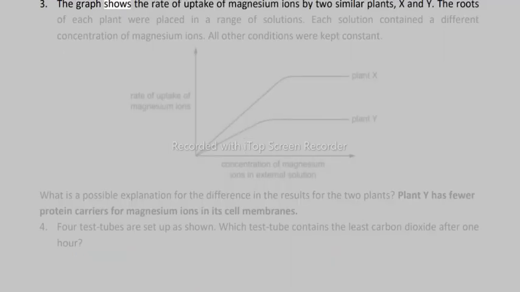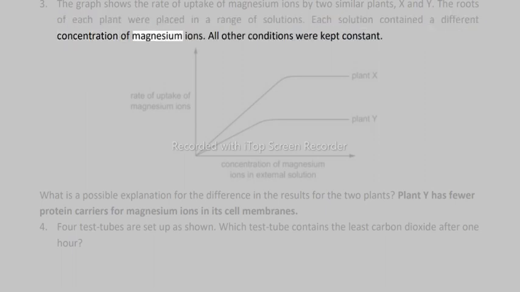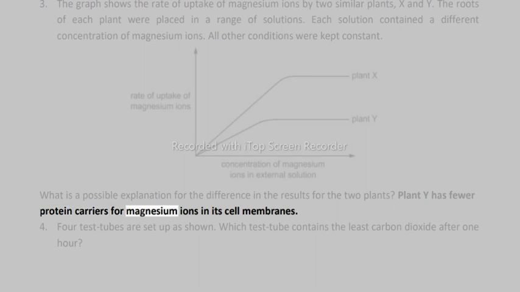3. The graph shows the rate of uptake of magnesium ions by two similar plants, X and Y. The roots of each plant were placed in a range of solutions. Each solution contained a different concentration of magnesium ions. All other conditions were kept constant. What is a possible explanation for the difference in the results for the two plants? Plant Y has fewer protein carriers for magnesium ions in its cell membranes.